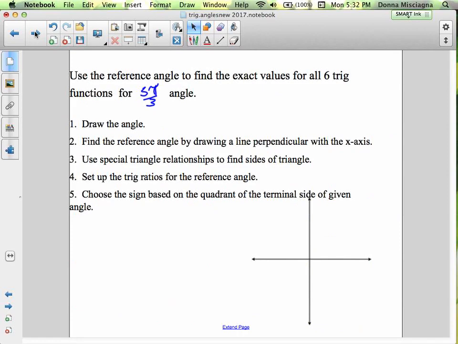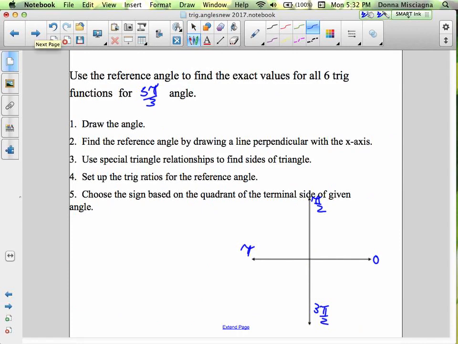5 pi thirds. All right, so let's see. So this would be 0, and this is pi halves, and this is pi, and this is 3 pi halves. You might think, well, I don't know how far 5 pi thirds is. You might say, oh, I know it's more than 1, but I don't know if it's in the third quadrant or the fourth quadrant. So why don't we change pi into thirds? So this would be 3 pi thirds. Okay, we know it's more than that.